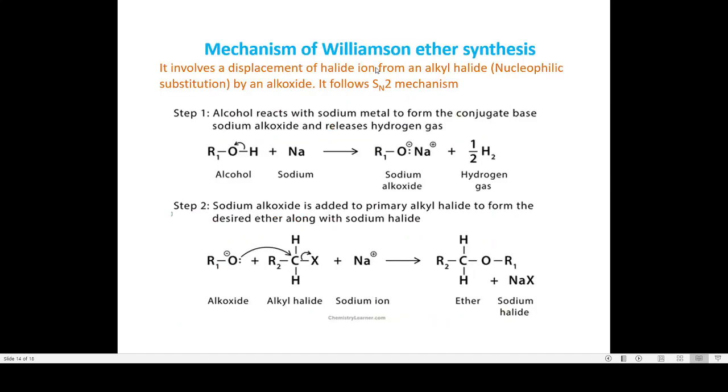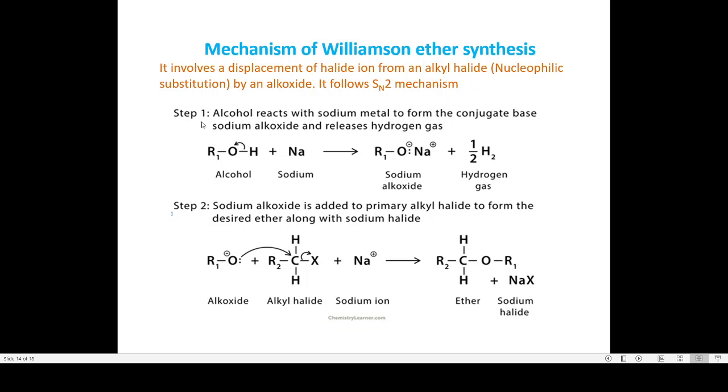Coming to the mechanism of Williamson ether synthesis, as we had discussed, it involves the displacement of a halide ion from an alkyl halide, and hence we call it a nucleophilic substitution by an alkoxide. Here it is going to follow the SN2 mechanism. Let us look into the steps involved in the Williamson ether synthesis.